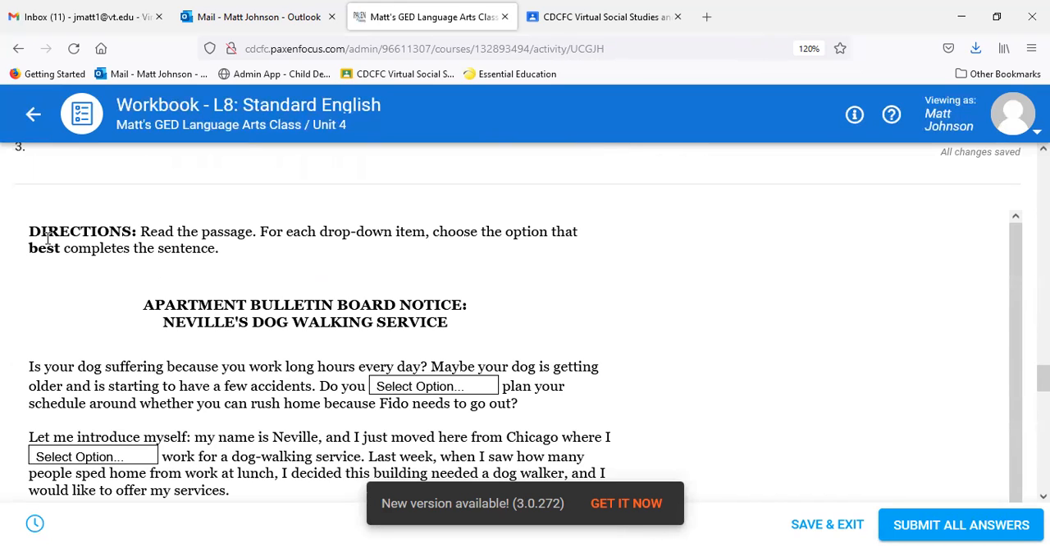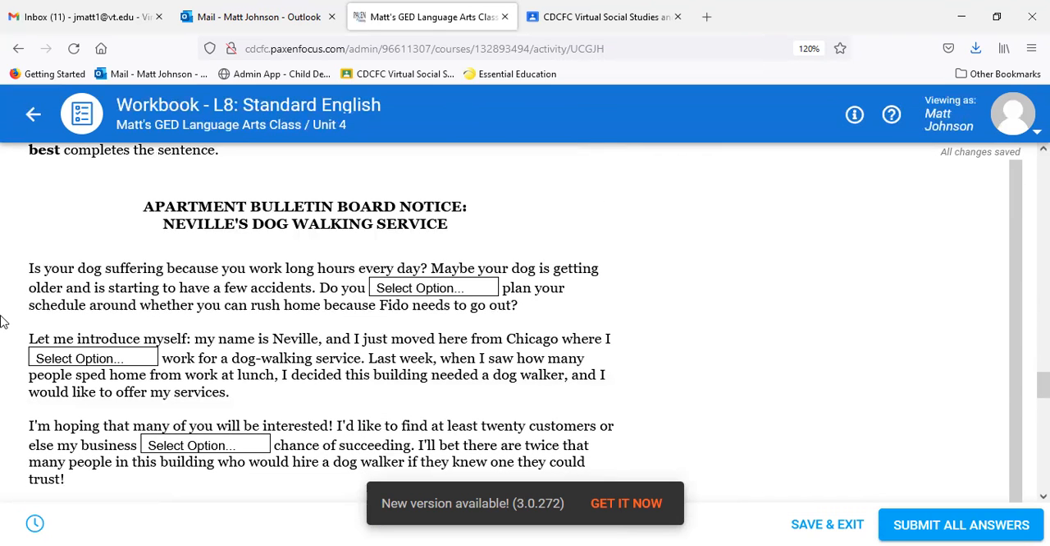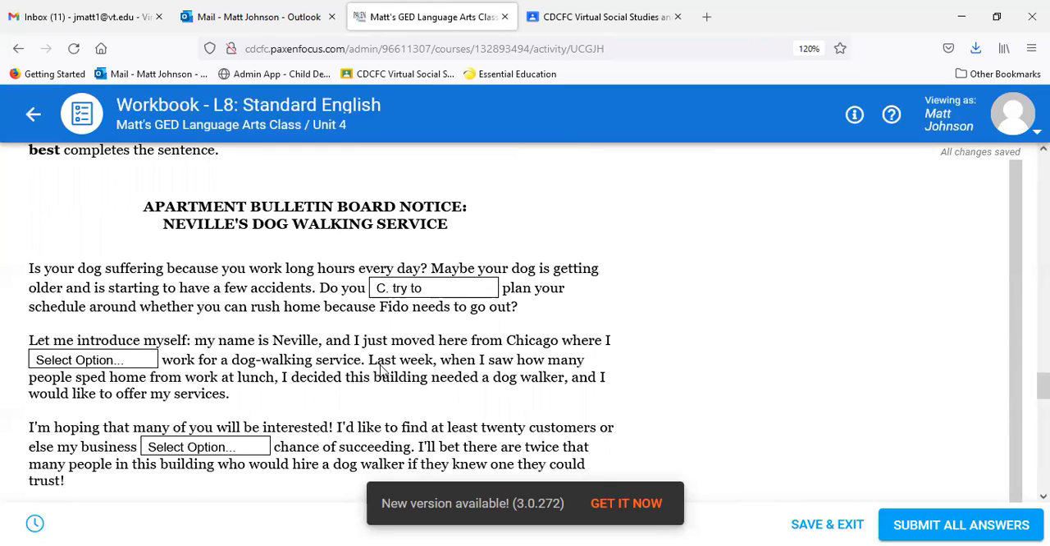Apartment bulletin board. Notice Neville's dog walking service. Let's see what Neville's up to. Is your dog suffering because you work long hours every day? Maybe your dog is getting older and is starting to have a few accidents. Do you blank plan your schedule around whether you can rush home because Fido needs to be let out? Tracy, what do we want here? Do you try to blank. C. There you go, try to. And that's one we just got to remember that rule. Try to plan your schedule around whether you can rush home because Fido needs to go out.